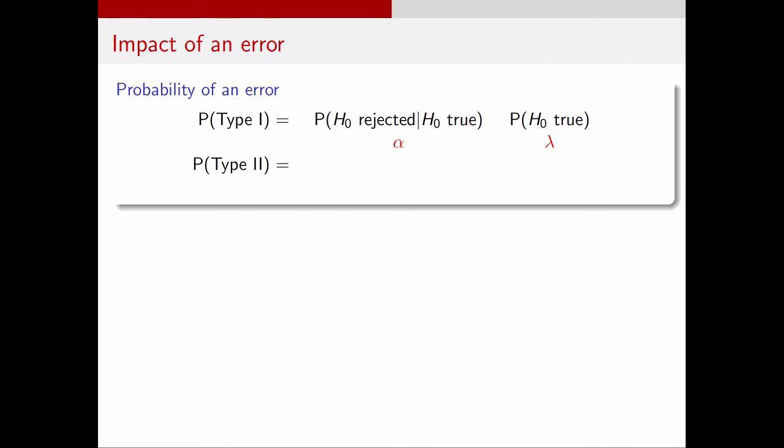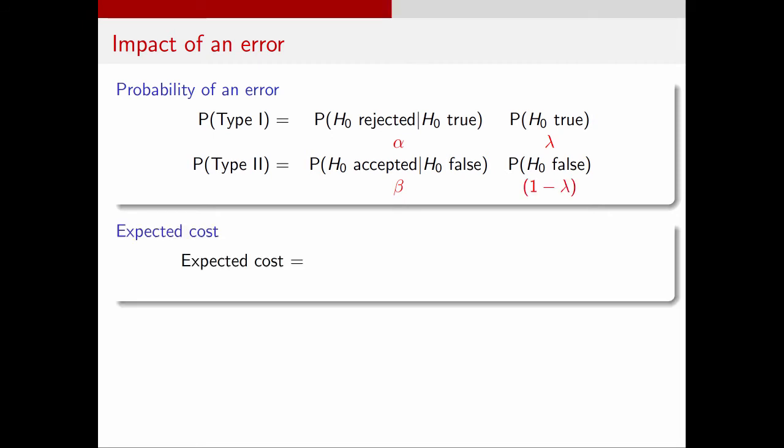We can do the same for a type 2 error. It is the probability that H0 is accepted given that H0 is false, times the probability that H0 is false. In general, the probability that H0 is accepted given that it is false is denoted by beta, and the probability that H0 is false is 1 minus lambda. From this, we can calculate the expected cost of an error. It is the probability of a type 1 error times the cost of a type 1 error, plus the probability of a type 2 error times the cost of a type 2 error. Using our notations, we obtain alpha lambda times C1 plus beta (1 minus lambda) times C2.